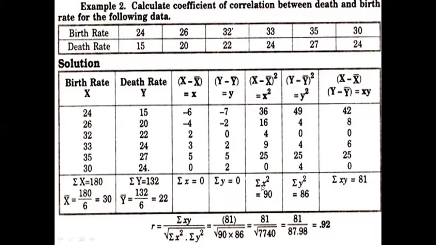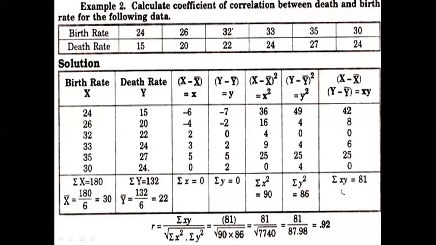Do the summation, get the value of sigma x square. After totaling them, it is 90. Total the values of y square, it is sigma y square equal 86. Now we need to do the x multiply by y. So we do the multiplication of these values which we have derived by x minus x bar and y minus y bar respectively for x and y. So minus 6 into minus 7 equal 42. Minus 4 into minus 2, 8. 2 into 0, 0. In that manner, we have calculated the value of xy.